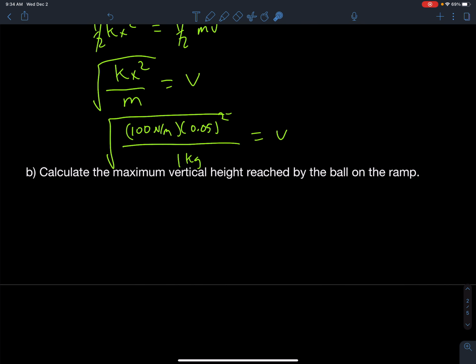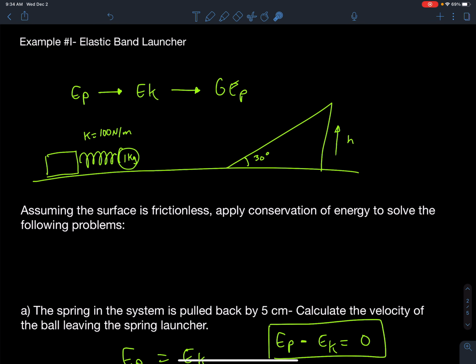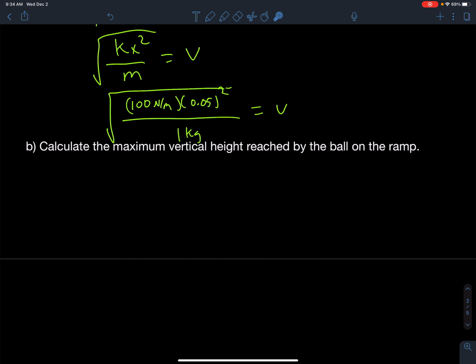Okay, so let's go to the next problem, which is calculate the maximum vertical height. So the maximum vertical height would be this, which is doing work against gravity. So what we're looking at now is the conservation of energy. The kinetic energy of that ball will be converted into gravitational potential energy. So the vertical one, all right? So then I can say 1/2 mv squared, or my kinetic energy, is going to be equal to my gravitational potential energy, which is going to be equal to mgh.